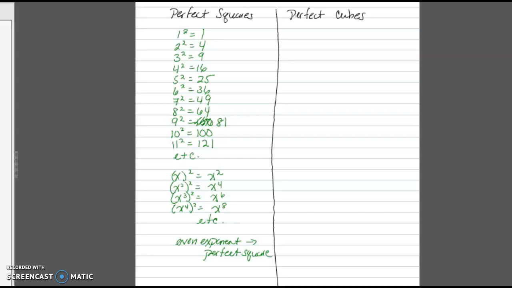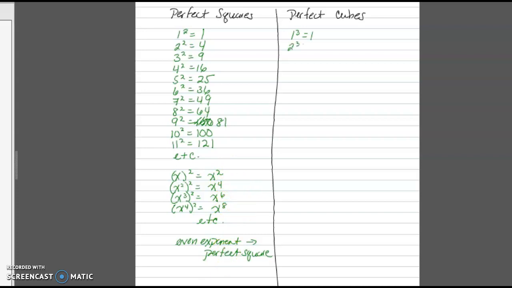All right, and it's also important to note to go backwards. So if you have x to the 8th and you want to find the square root, that would be x to the 4th power. If you have x to the 4th and you want to find the square root, it would be x to the 2nd power. You can just divide the exponent by 2 to take the square root.